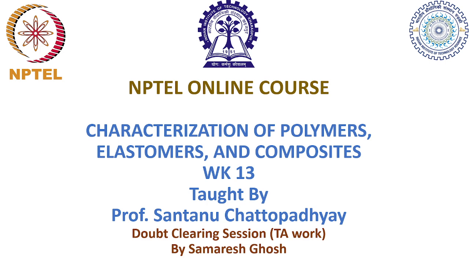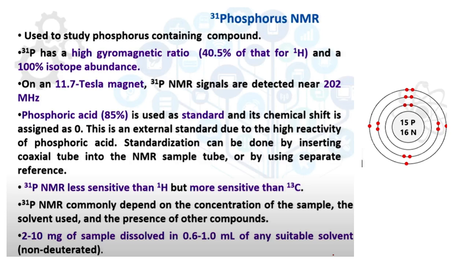have not discussed. If you have any question regarding whatever we have discussed starting from the first class, you may ask me. Okay. So let's start first with the 31 phosphorus NMR. We have discussed already proton NMR and 13C NMR. We have also shed light on solid state NMR. So today we will discuss a little bit about phosphorus and silicon.